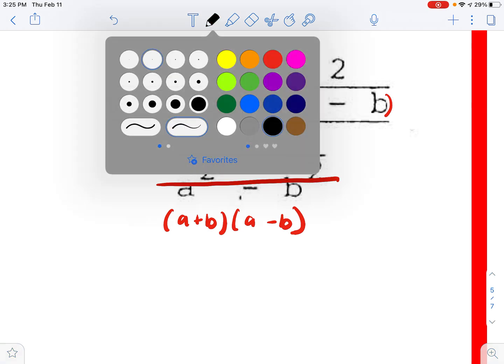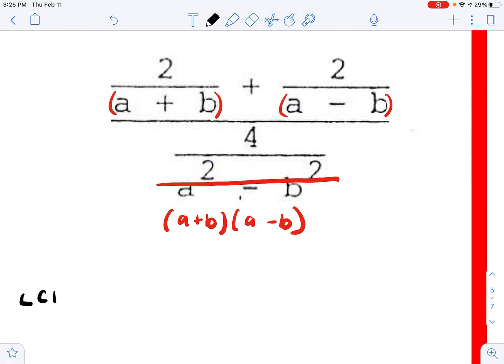And now, given that information, we can find the LCD of all the denominators and multiply by that value. If you remember from yesterday, the LCD is made up of one copy of every factor in our denominator. So we need an a plus b, we need an a minus b, and since both of those are repeats in the denominator, that's the end of my least common denominator.